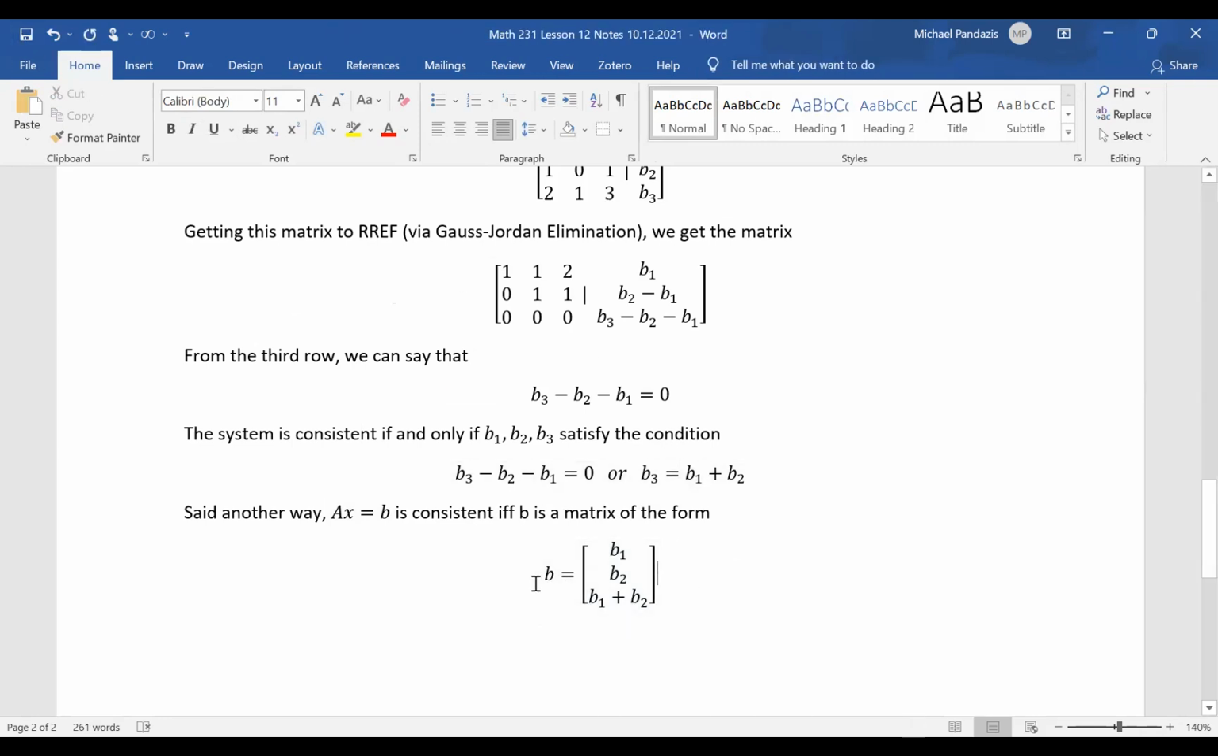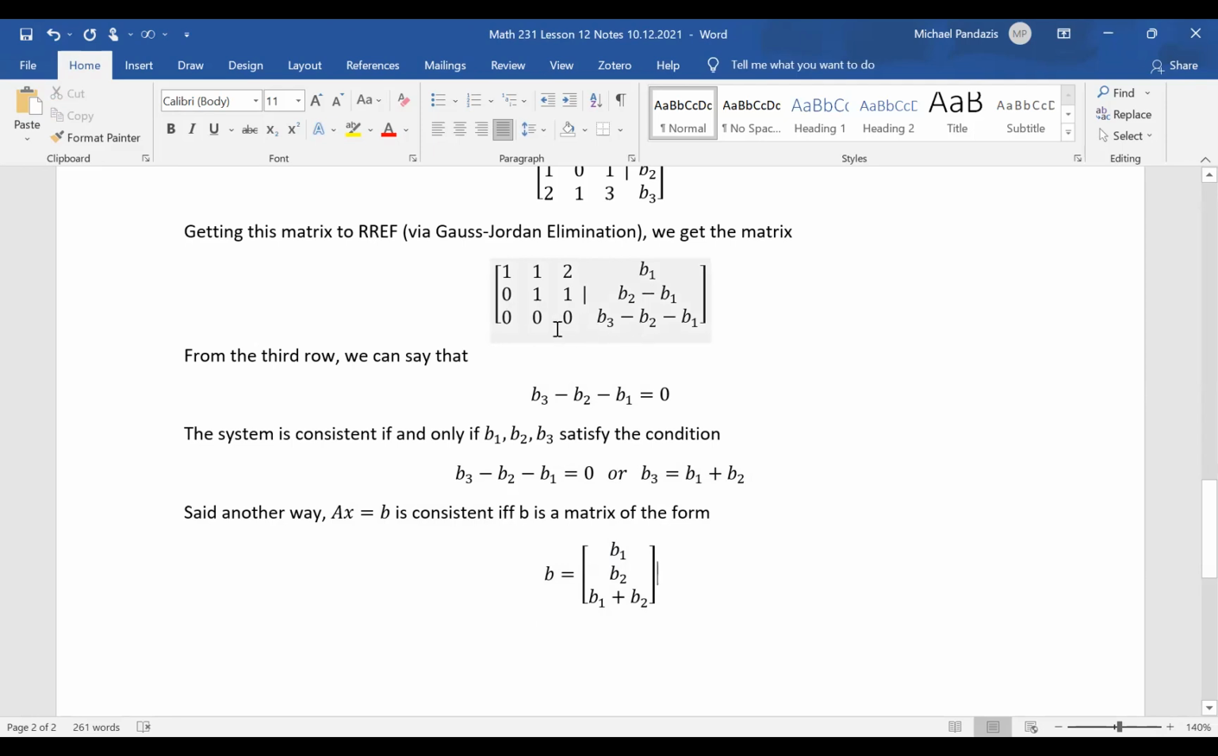So if little b is not a matrix of this form, where you have the first entry, the second entry, and then the third entry is the sum of the first two, then Ax equals b is not consistent. If little b is of this form, then Ax equals b is consistent. And you can go the opposite direction too. Okay, so that's the condition for example 3.